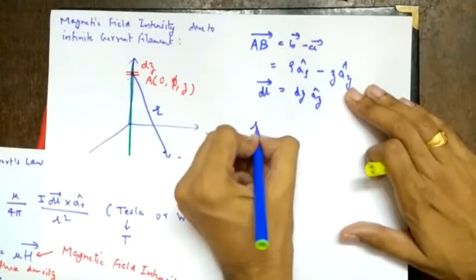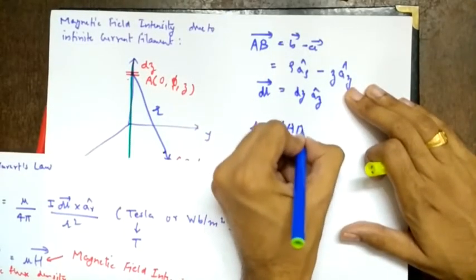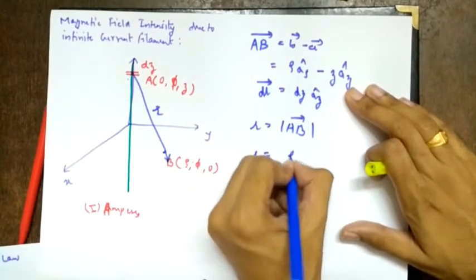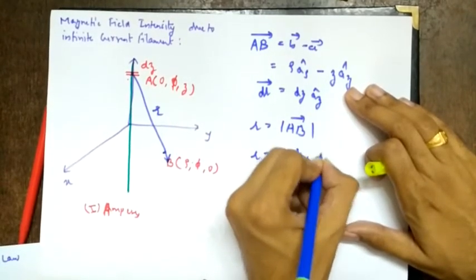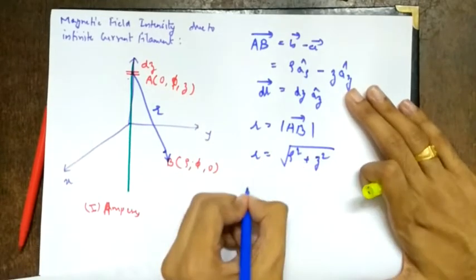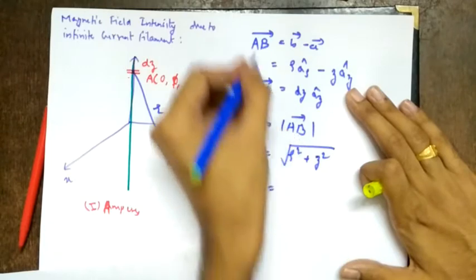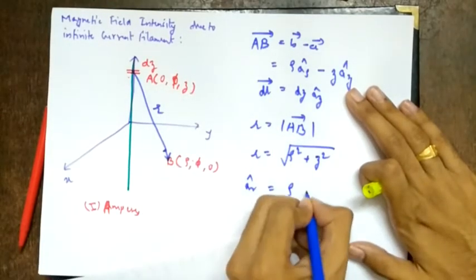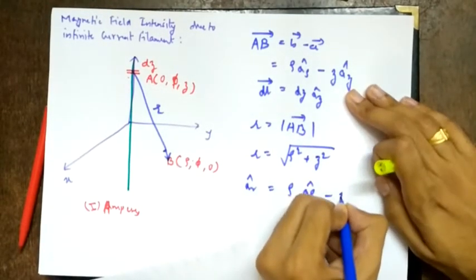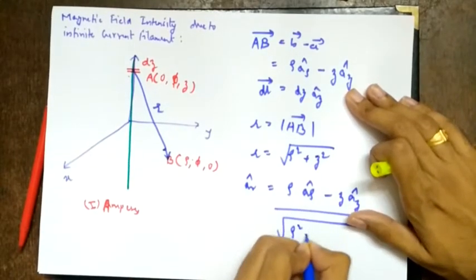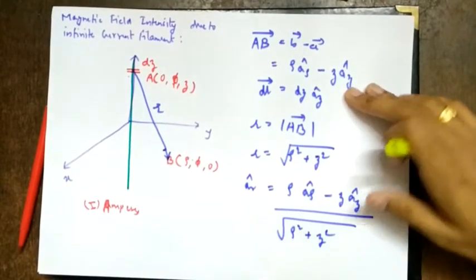So small r will be what? Magnitude of the AB vector. So r will be square root of rho square plus z square. And what will be a_R cap? AB vector upon magnitude of AB vector. So rho a_rho cap minus z a_z cap upon square root of rho square plus z square, right?